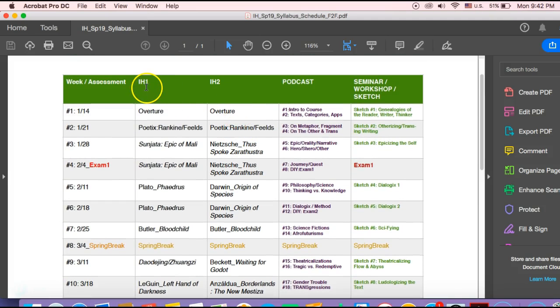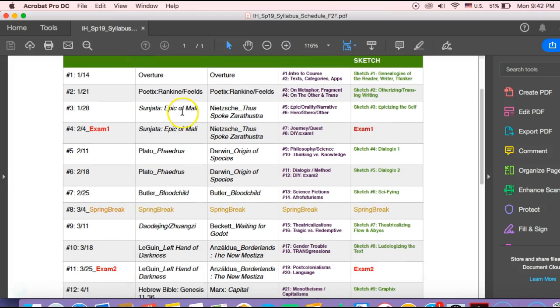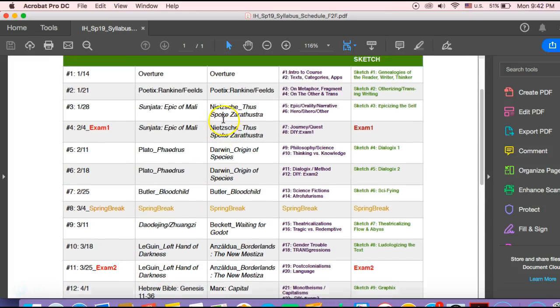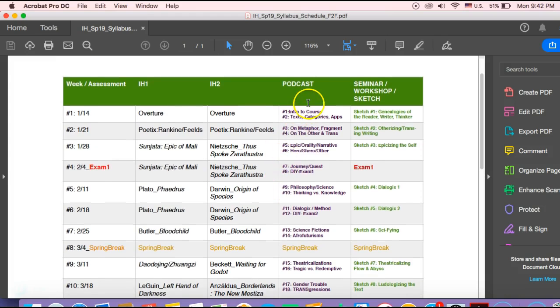So first of all, pay attention whether you're in IH1 or you're in IH2, right? The first 2 weeks of IH1 and IH2, they're the same. So we do the same material and then we break off into different material. So if you're IH1, you're looking at this column here. These would be the texts that we would be using, and then IH2, these texts, okay? And then the schedule of when we're reading them.